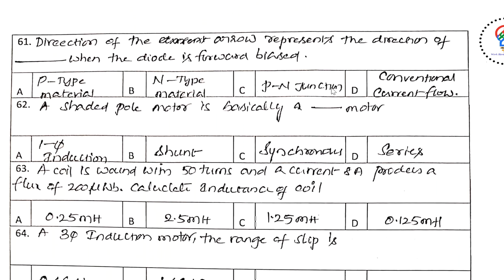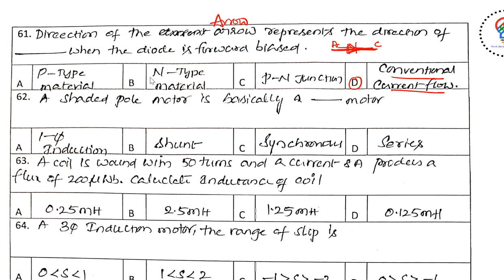Next question. The direction of the arrow represents the direction of dash when the diode is forward biased. So make a correction here. If you take the diode symbol here, this is the arrow in the symbol, with the anode here and the cathode here. What it represents is that this arrow direction, when you get a forward bias, will be the direction of current. So the answer is conventional current flow. Remember, the answer is conventional current flow.